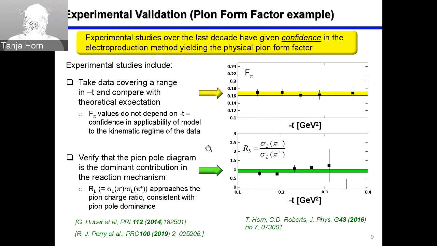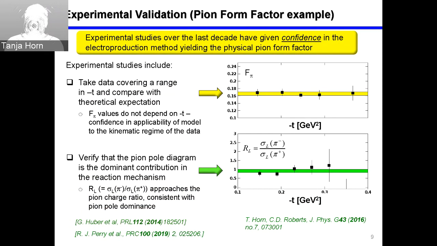Another thing one can do, as I mentioned, is that the pion pole contribution is important, so we can verify that this is the dominant contribution by measuring the ratio of the longitudinal cross-section for pi plus and pi minus production. That essentially should be equal to one. That's an argument based on G-parity conservation. And again, you can see that these results are quite constant as a function of t. Both of these results give us quite some confidence that the method we're using is valid, and we can use it to extract the physical pion form factor.